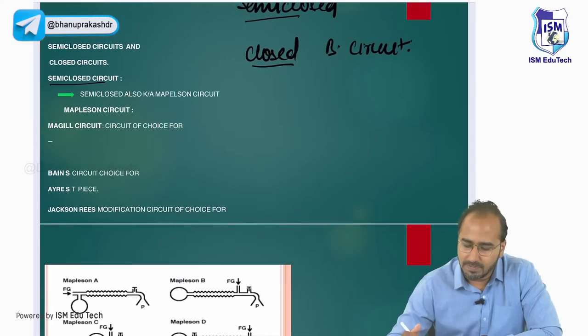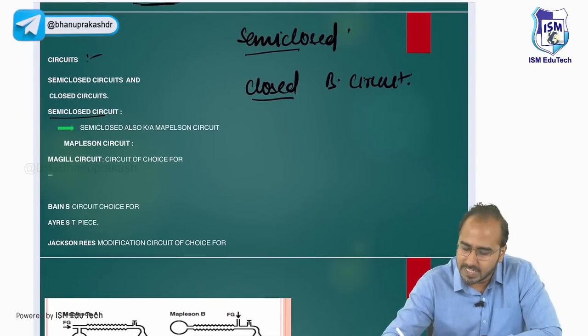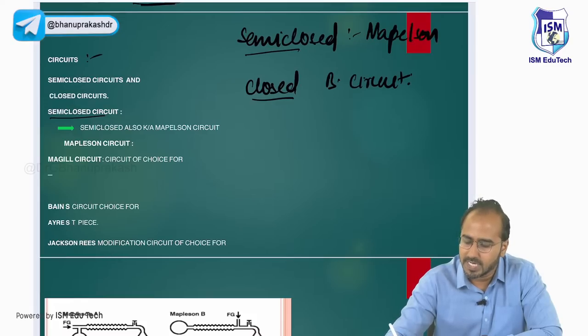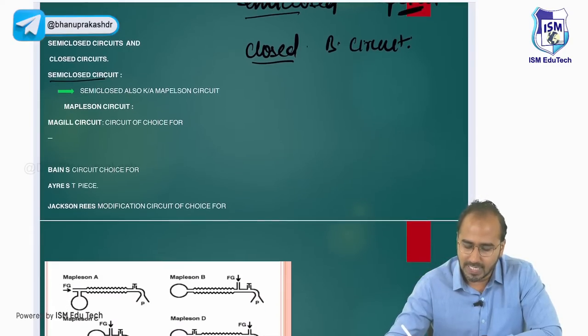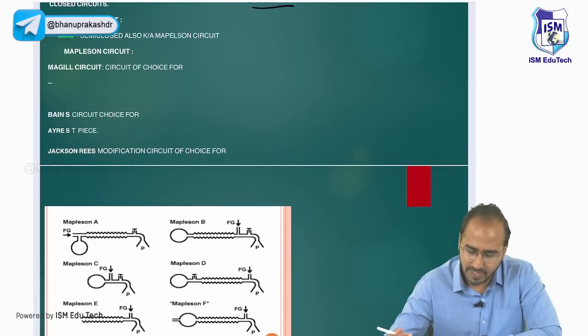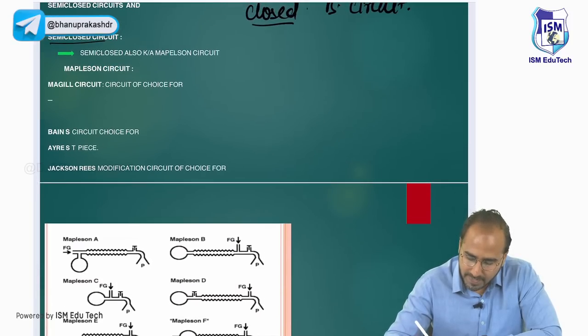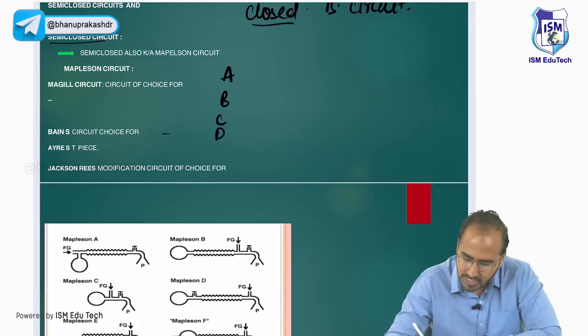We are discussing semi-closed breathing circuit. Semi-closed breathing circuits were first discovered by Mapleson. That's why these breathing circuits are called Mapleson circuits. How many Mapleson circuits are there? What are the different types of Mapleson circuit? Mapleson A is there. Mapleson B is there. Mapleson C is there. Mapleson D is there. E is there and F is there.